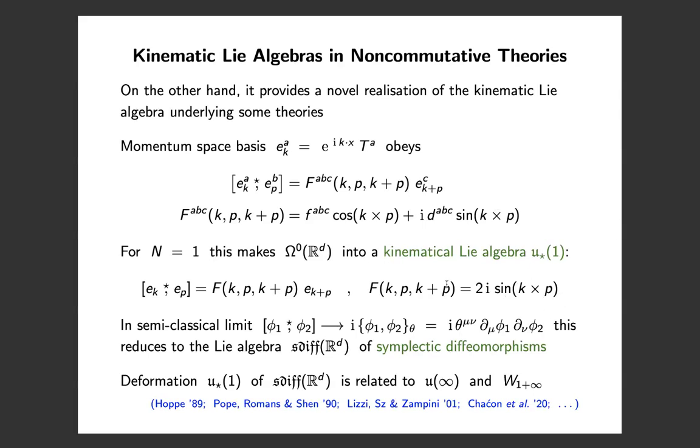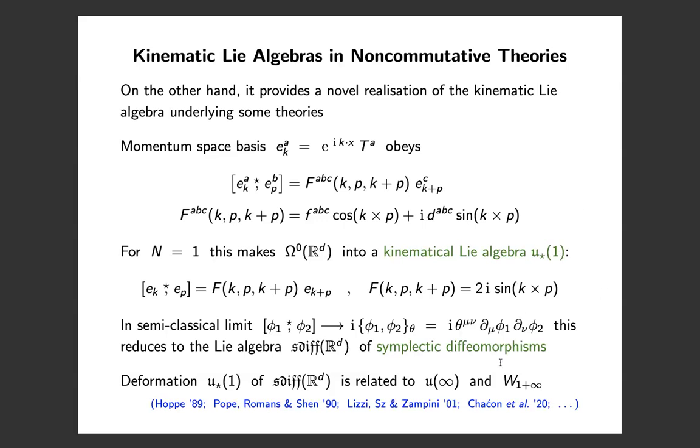And of course, we know what this algebra is in that limit. It's just the algebra of symplectic diffeomorphisms, the diffeomorphisms that preserve this Poisson bracket. So this kinematic Lie algebra, U star of 1, is a type of deformation of this Lie algebra of symplectic diffeomorphisms. And this was studied again many years ago and also more lately.